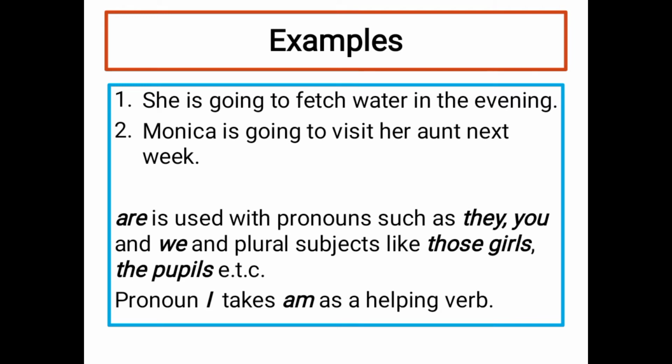Let us also look at how we use "are" as a helping verb. We use "are" as a helping verb with pronouns such as they, you, and we. These pronouns are in their plural form, except for "you," which is both singular and plural, but still it takes "are" as a helping verb in your sentence. So all these pronouns, when you are using them in a sentence as your subject, you need to use "are" as your helping verb.